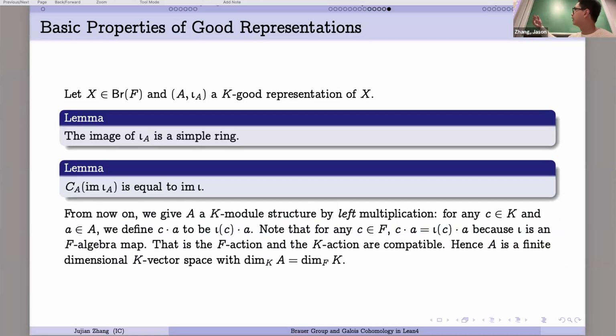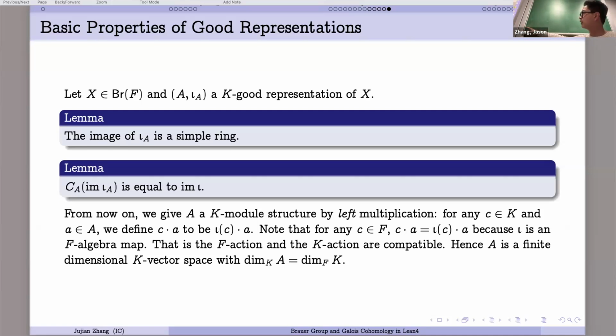And now for any good representation, we will give it a K-module structure by left multiplication. That is, for every C in K and A in A, we define the result of C multiplied by A to be: we embed the element C into A, then we multiply them together.